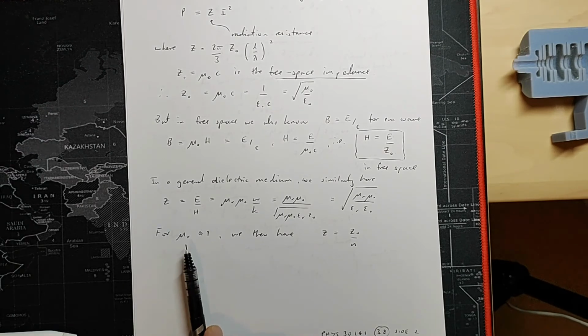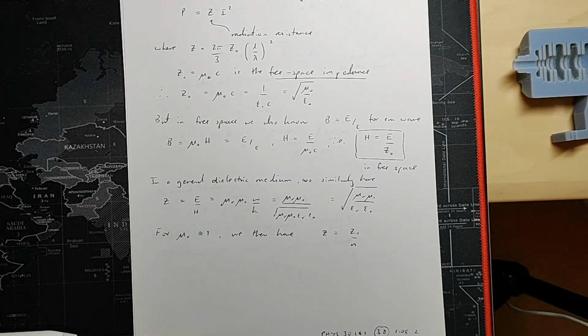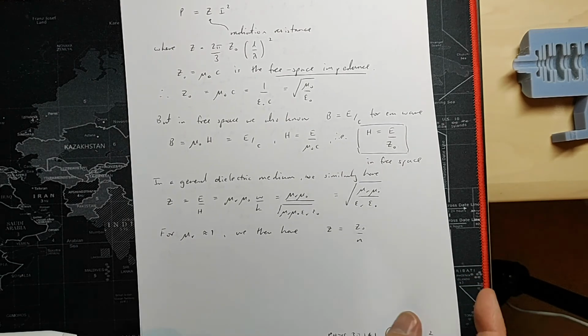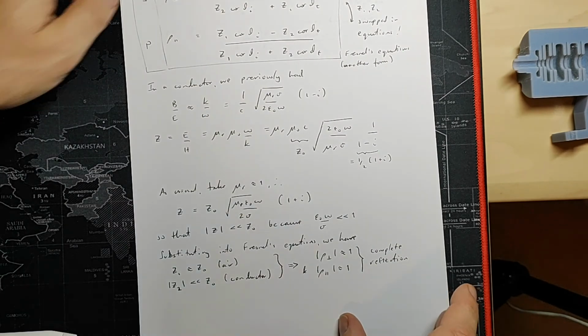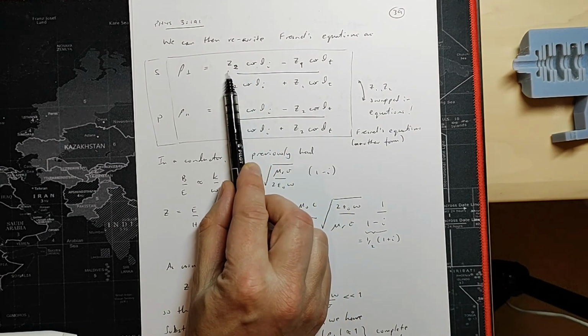If I have a non-magnetic medium where the permeability is about 1, then I can write down this impedance, this relationship between the electric field and H, as being equal to the free space impedance divided by the square root of epsilon, which of course is just the refractive index. So an electromagnetic wave moving through a dielectric medium has a relationship between the electric and magnetic fields, when expressed in this way, which is 1 over n, where n is the refractive index, another connection between the electrical properties and the optical properties. So we can rewrite Fresnel's equations in terms of impedances.